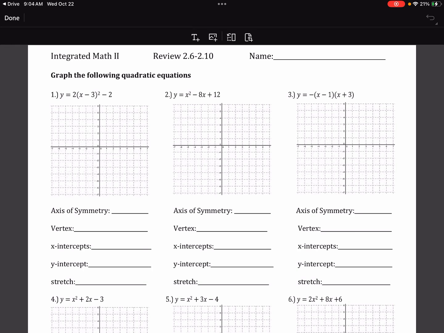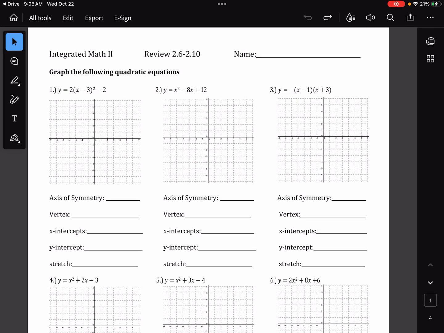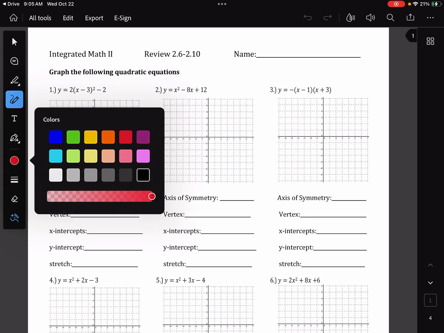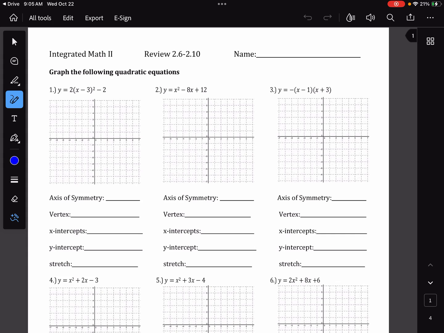All right, welcome to the 2.6 to 2.10 review. We'll get going right away. So, first couple problems here. You're given quadratic equations, and each of them are in different forms.